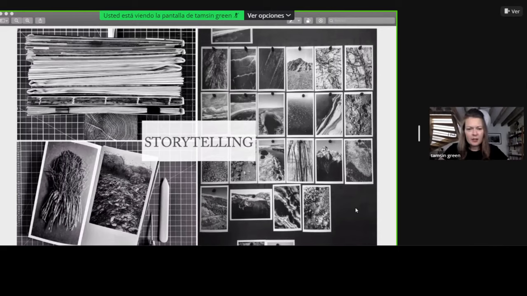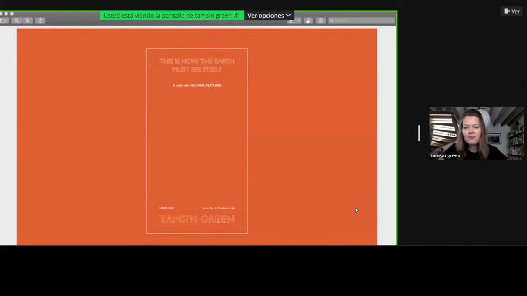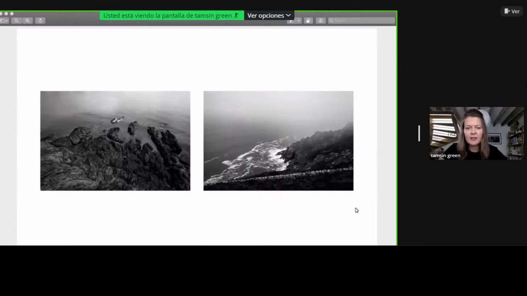And in the top corner, these are some of the book dummies that I've made for this book, which I'm going to be talking about. So there are quite a lot of iterations and tests of the physical object of the book. This Is How the Earth Must See Itself, or What With Natural Features, I released as a limited edition of 58 books, which are all handmade, in May of this year, just a couple of months ago.